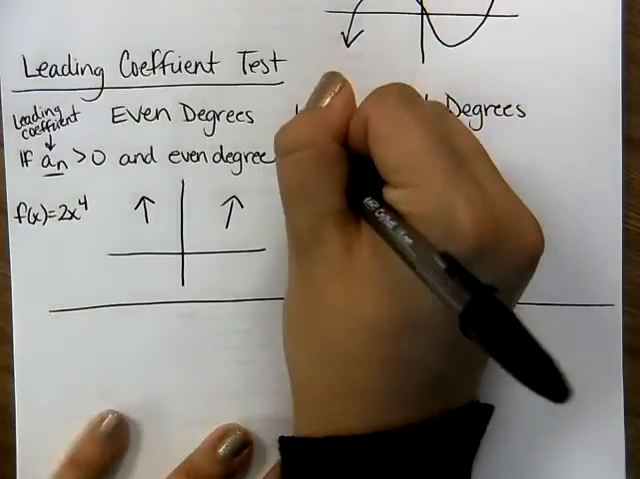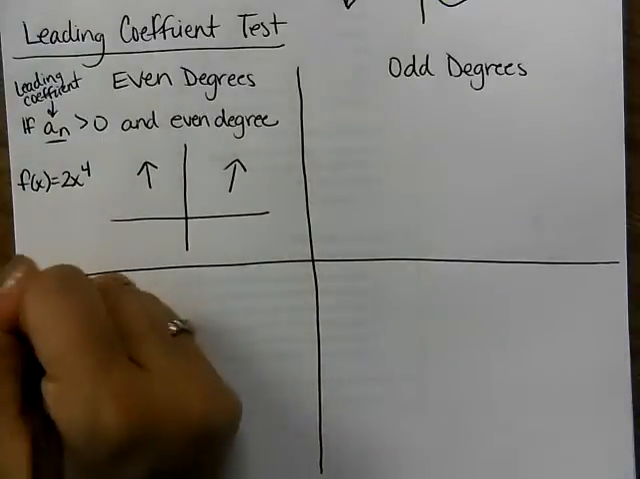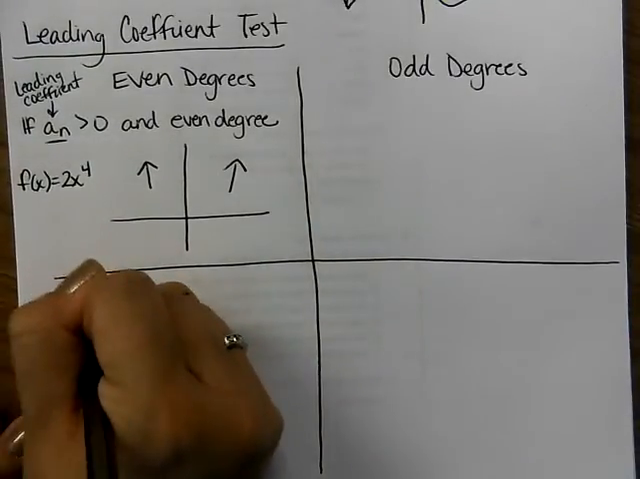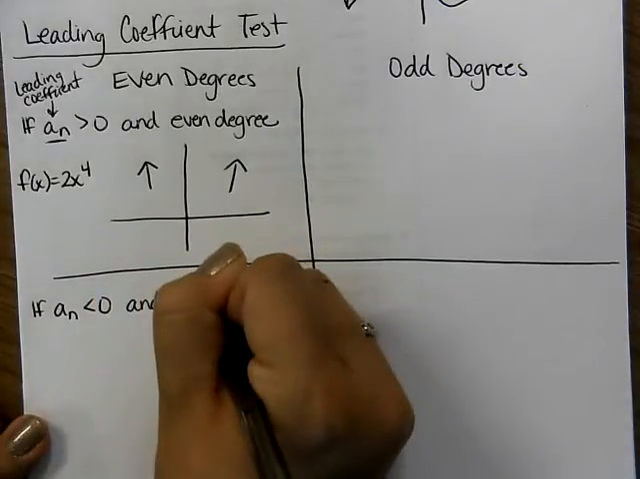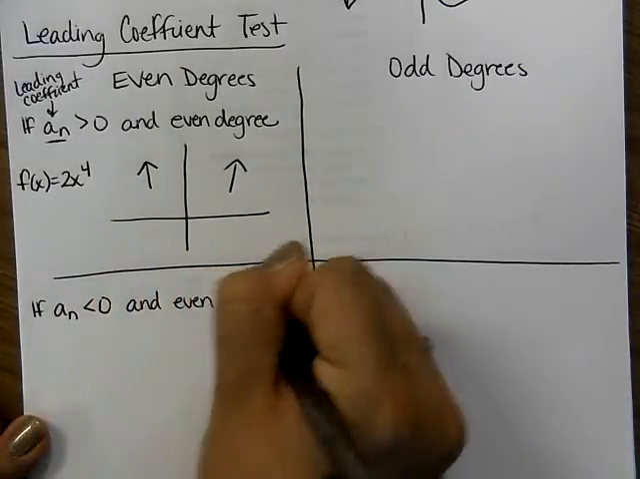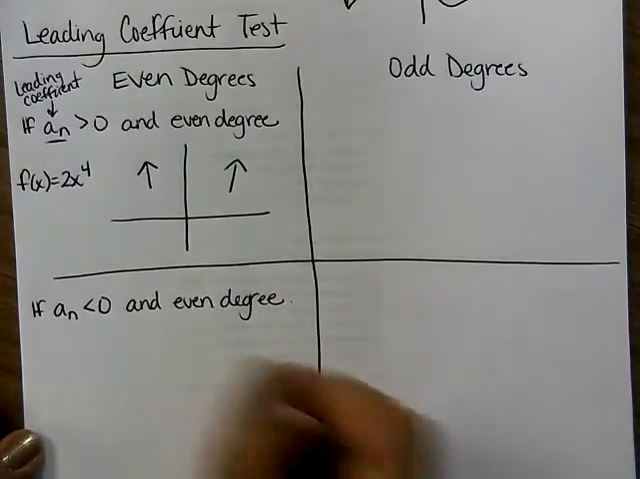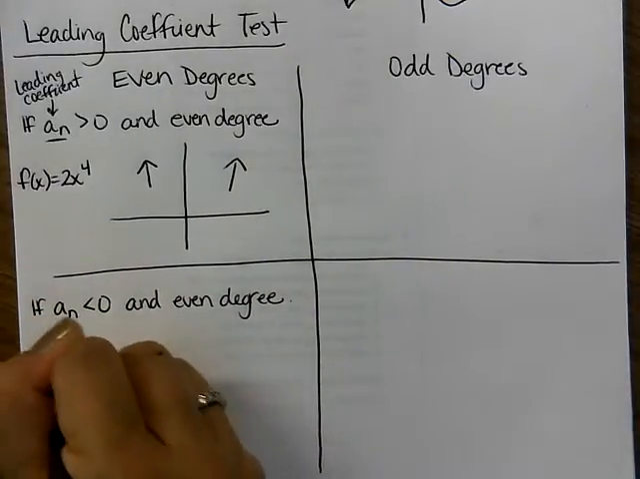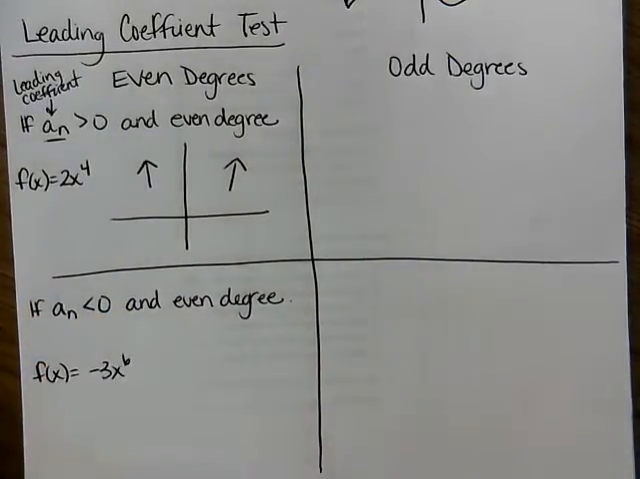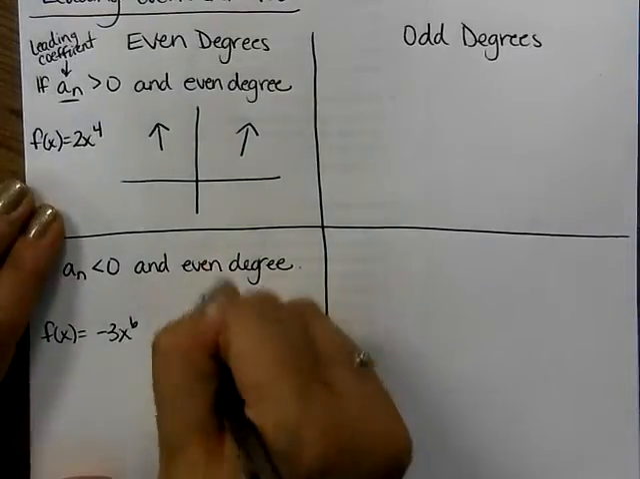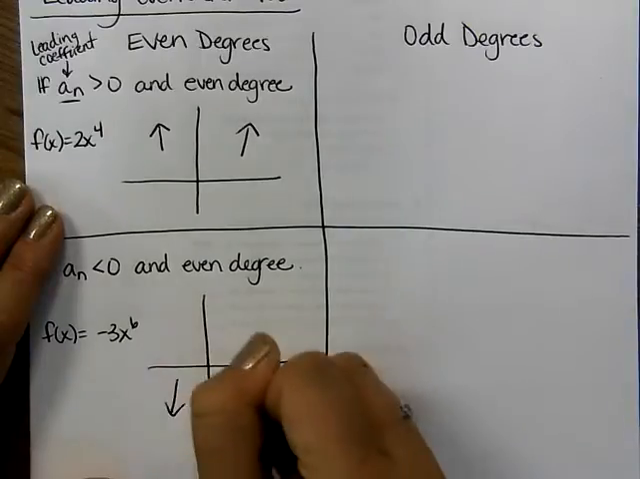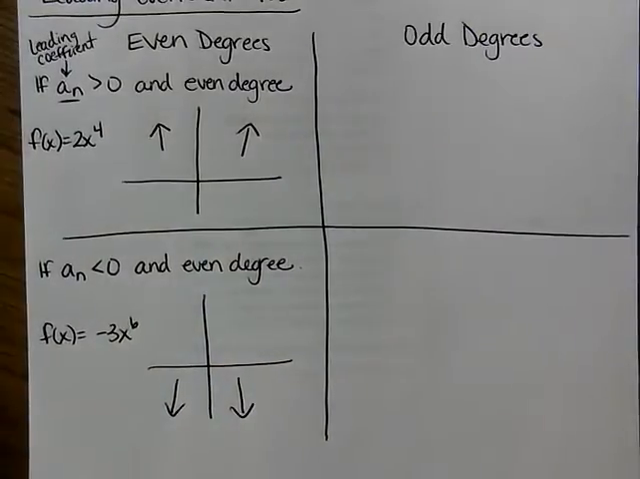If you have, let's just keep going with even. If a sub n is less than 0 and you have an even degree. So for example, if you had like f of x equals negative 3x to the 6th, our coefficient is negative, we have an even degree, then our polynomial will point down on the left and down on the right.